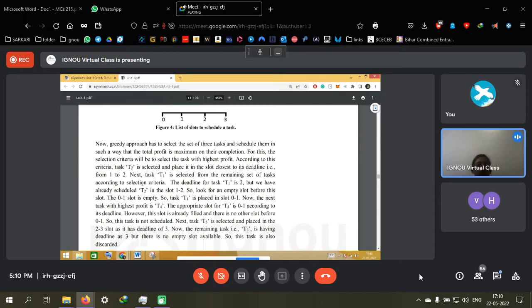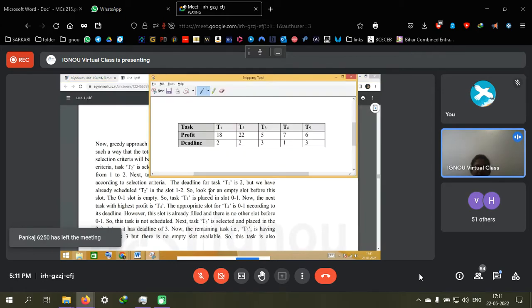Right? So the next task T1 is selected from the remaining set of tasks according to the selection criteria. The deadline for task T1 is 2. But we have already scheduled T2 in slot 1 to 2, so we have to look for an empty slot before this slot. The 0 to 1 slot is empty, so task T1 is placed in slot 0 to 1.